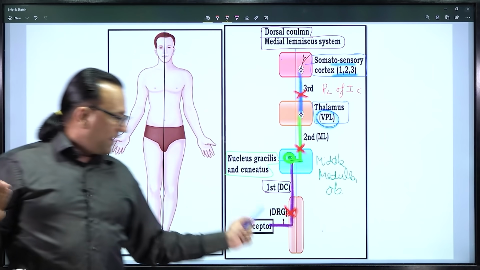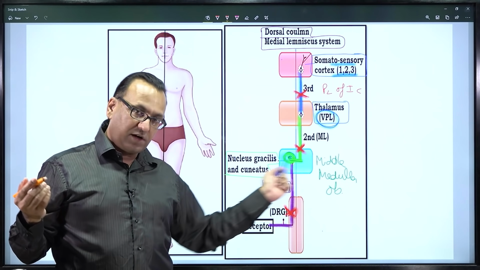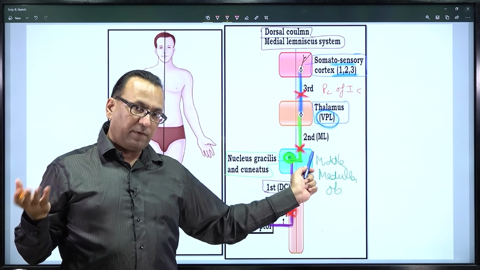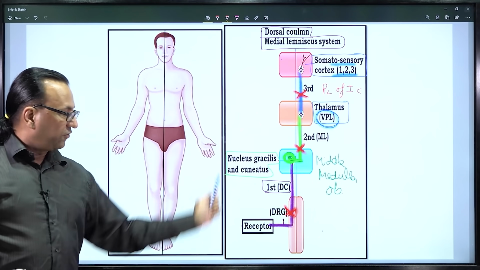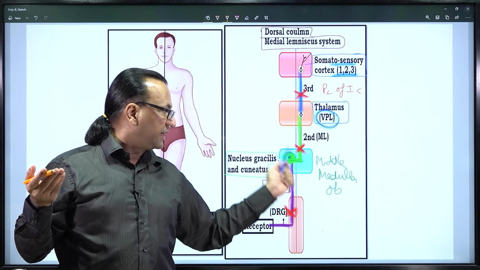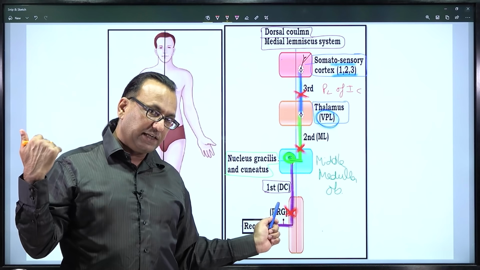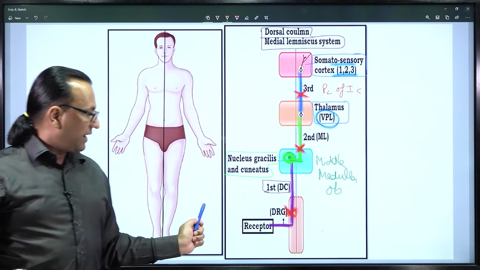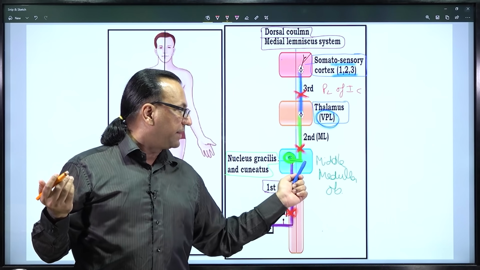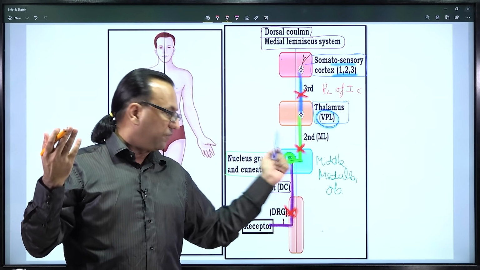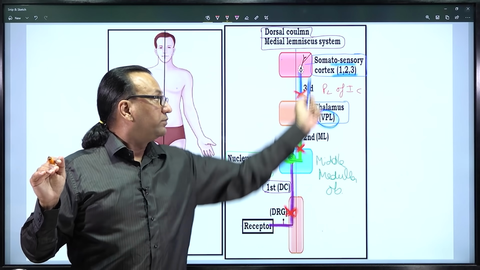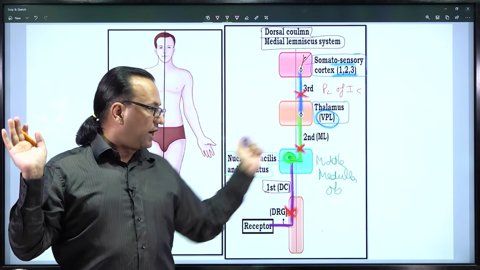See, the point is, if the lesion occurs after sensory decussation, like patient 1 or 2, the problems will come contralaterally. But if the lesion is before sensory decussation, then the problem will be ipsilateral, on the same side. That is the importance of knowing where the sensory decussation is happening. If the lesion is before that, the problem will be same-sided. And if the lesion is after that, the problem will be on the opposite side of the body.